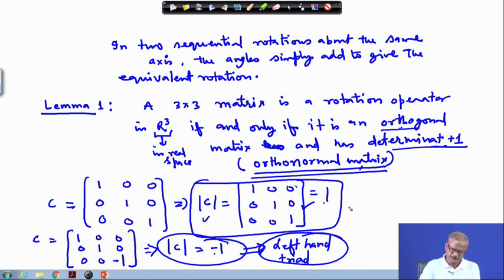So, with this we will conclude this chapter, and next time we will look into the proof of this lemma. It is a small proof, and we will continue further once we finish the kinematics portion, then we will go into the satellite attitude dynamics.